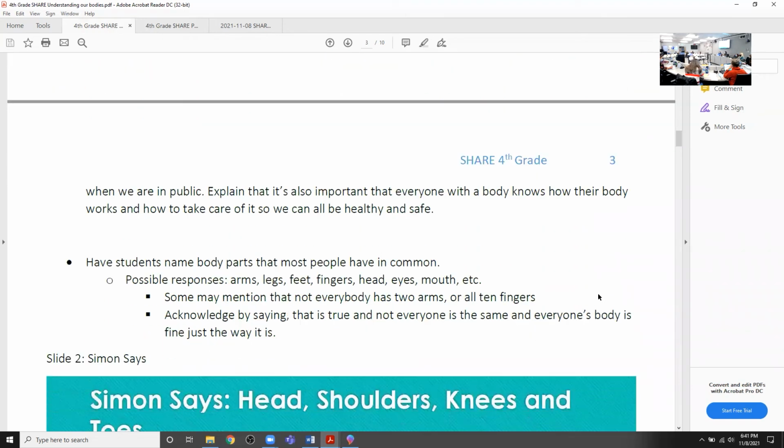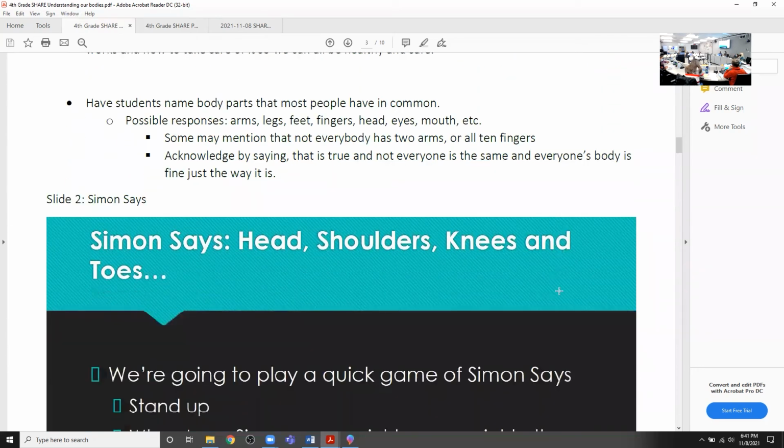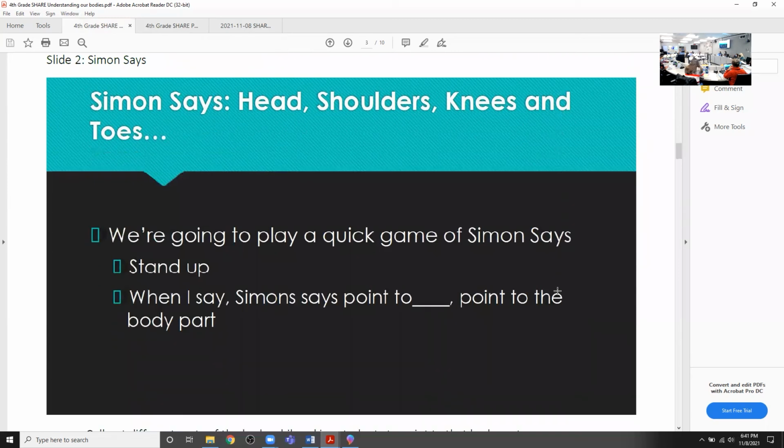Have students name body parts that most people have in common. Possible responses could be arms, legs, feet, fingers, head, eyes, mouth, etc. Some students may mention that not everybody has 2 arms or all 10 fingers. Acknowledge by saying that's true and not everyone is the same, and everyone's body is fine just the way it is. And then just a quick Simon Says.